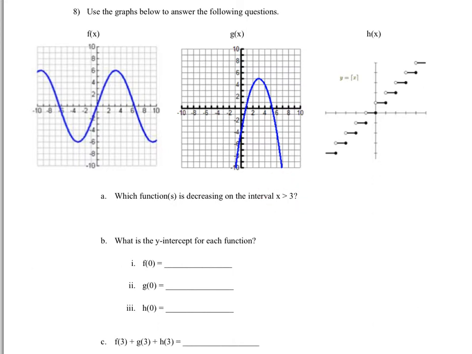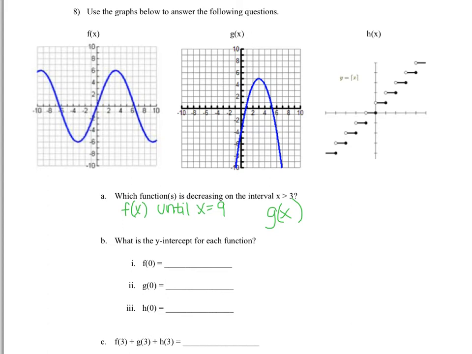If we want, we can say f of x until x equals 9, or you can say not f of x at all. Here's x is greater than 3. Well, here is x is 3, but x is greater than 3. It is decreasing, so g of x. And then finally, here is h of x when x is greater than 3, and that is clearly increasing, so it won't be h of x.